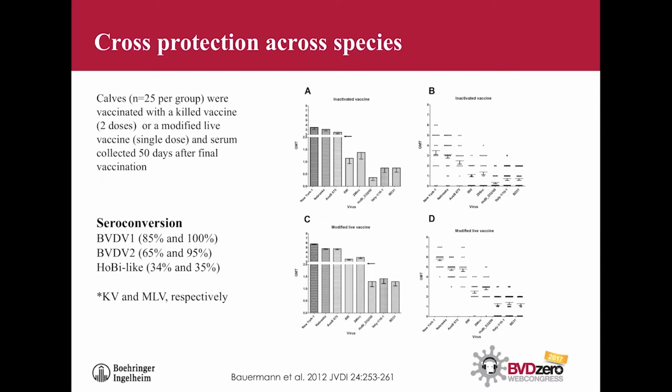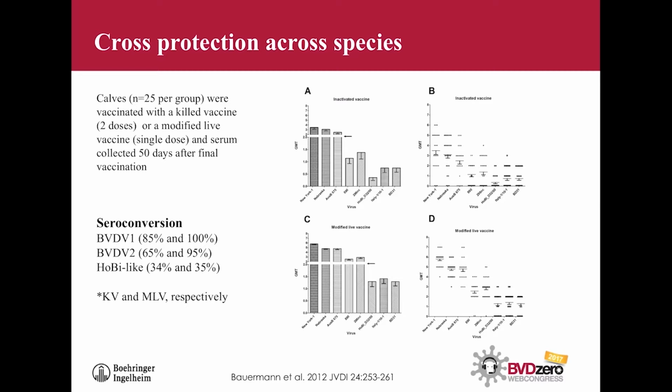The next slide talks a little about cross-protection between species, BVD1 versus BVD2 and Hobi-like viruses, mainly just showing that vaccines currently produced with BVD1 and BVD2 are not protective for infection with Hobi-like viruses. And this was done using experimental vaccines, vaccinating animals, collecting the sera, and then seeing how well they neutralize BVD1 or BVD2 or Hobi-like viruses.